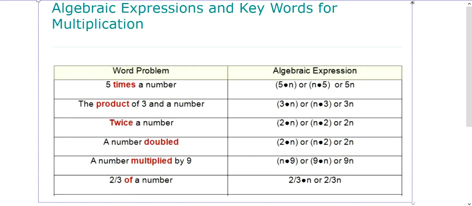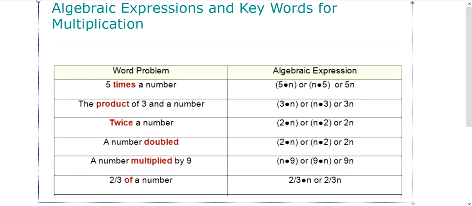Now we're looking at algebraic expressions and keywords for multiplication. So you've got 5 times the number, the product, twice, double, multiply, of. These are all keywords to let you know that you're multiplying. Okay? Alright, look at twice a number. Twice a number means 2 times the variable. Okay, if you have something like triple a number, that is 3 times the variable. And similar to addition, you can write these 5 times n or n times 5. You could swap the number and the variable around.